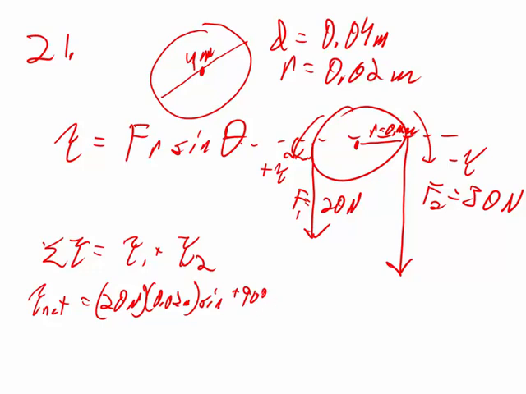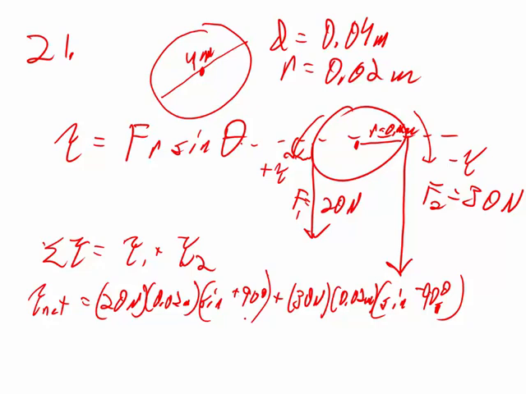All right, and then it's plus 30 newtons. Got to do this one over here now, force 2, times 0.02 meters, times the sine of what? Well, now we know that's going clockwise, so that's a negative 90 degrees. Okay? All right. And so then our torque net is going to be what? Well, I don't know. Let's do the math.